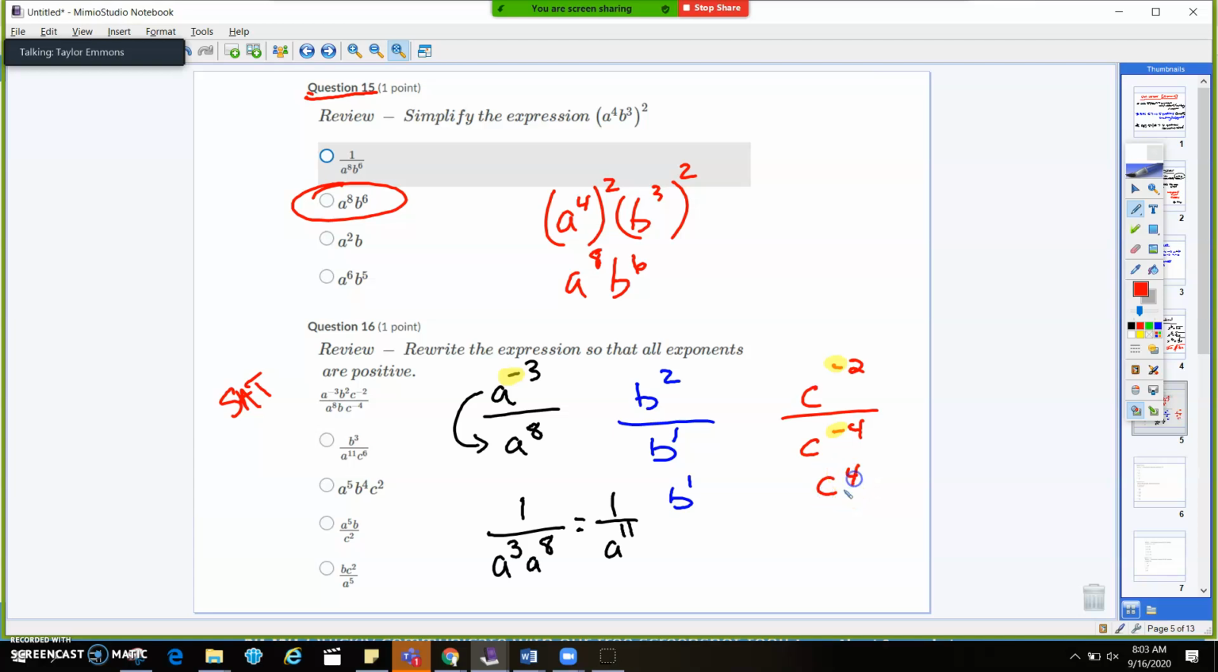C to the fourth over C to the second. Well, now this becomes a quotient rule, right? So we're going to subtract those exponents. 4 minus 2 is going to give me C to the second in the top.